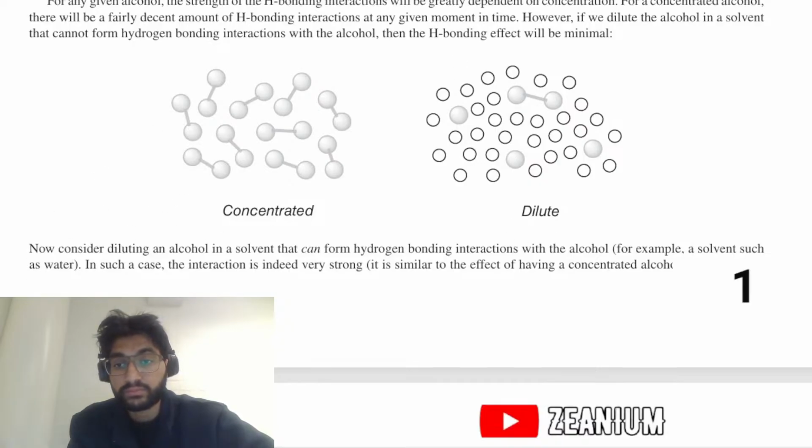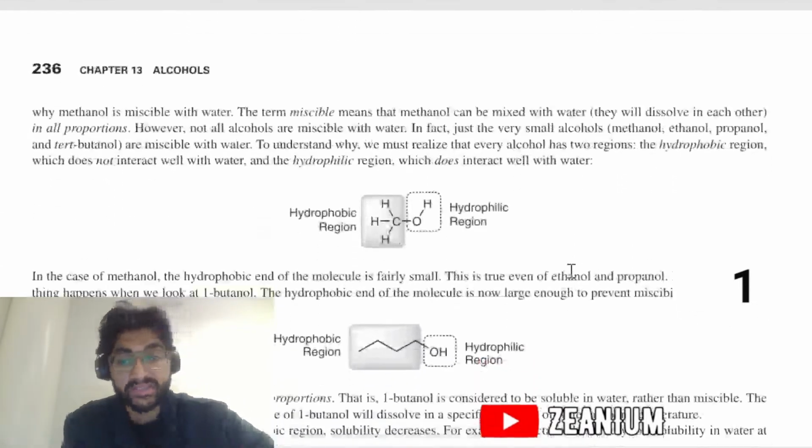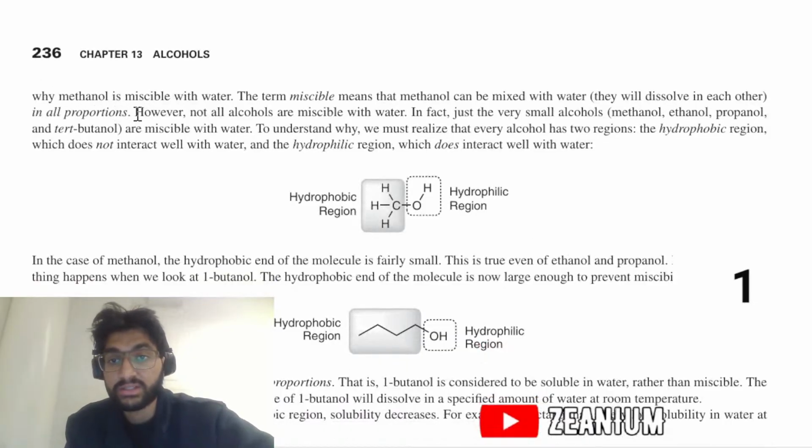Now, consider diluting alcohol in a solvent that can form a hydrogen bonding interaction with the alcohol, for example, a solvent such as water. In such a case, the interaction is indeed very strong. It is similar to the effect of having a concentrated alcohol. This explains why methanol is miscible with water. The term miscible means that methanol can be mixed with water. They will dissolve in each other in all proportions. What?